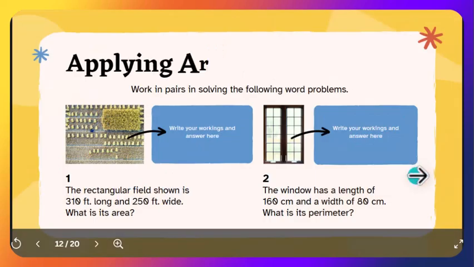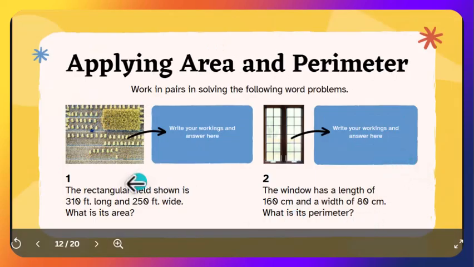Where you can apply area and perimeter, you need to work in pairs in solving the following word problems. Let's see the first word problem. The rectangular field shown is 310 feet long and 250 feet wide. What is its area? Now you need to apply the formula and tell the answer.